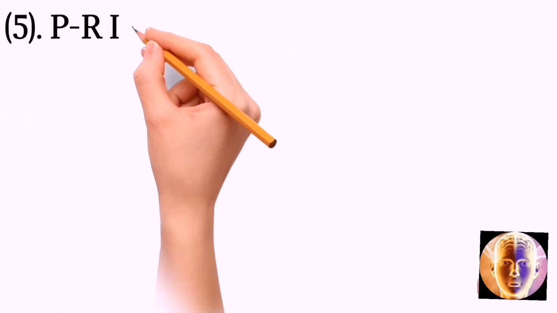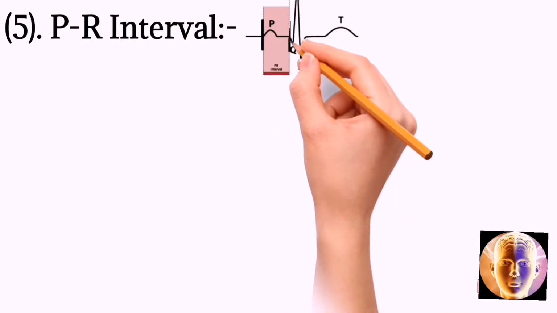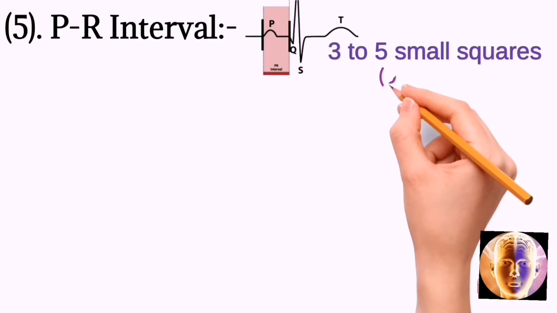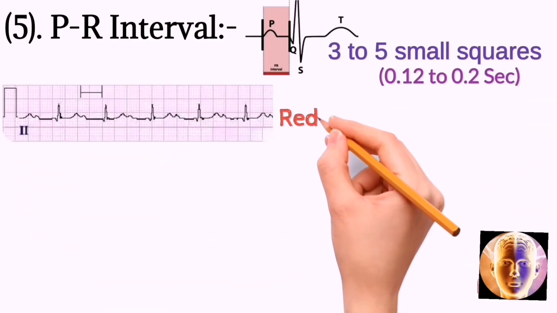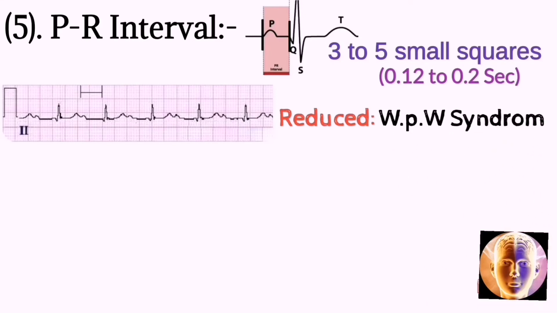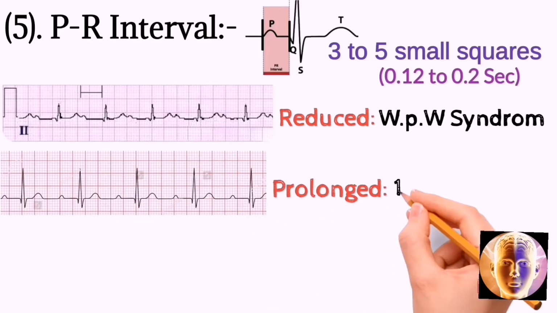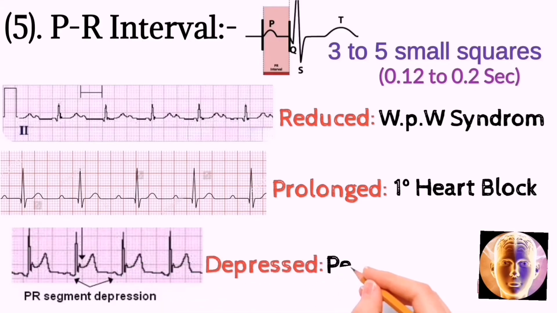Step 5 is PR interval. It extends from the beginning of the P wave to the beginning of the QRS complex. Its normal duration is 3 to 5 small squares, that is 0.12 to 0.2 second. In this ECG strip, the PR interval is reduced. This is seen in WPW syndrome or Wolff-Parkinson-White syndrome. In this strip, the PR interval is increased. This is seen in first degree heart block. In this ECG strip, the PR interval is depressed. This is seen in acute pericarditis.